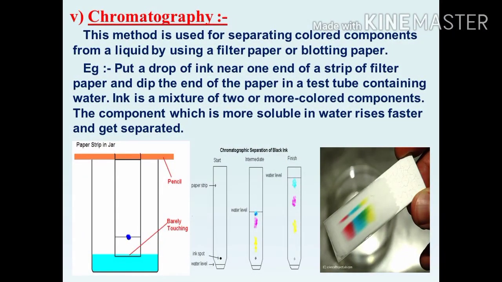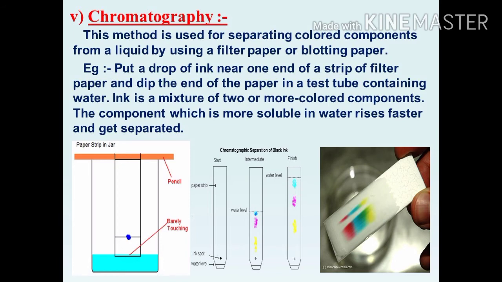Let's see the fifth method of separating the components of a mixture, that is chromatography. This method is used for separating colored components from a liquid by using a filter paper or blotting paper. Example, put a drop of ink near one end of a strip of filter paper and dip the end of the paper in a test tube containing water.